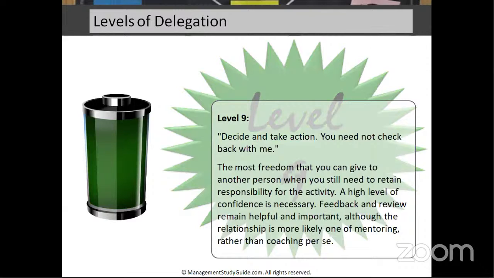Level 9, decide and take action. You need not check back with me. This is the most freedom that you can give to another person when you still need to retain responsibility for the activity. A higher level of confidence is necessary. Feedback and review remain helpful and important, although the relationship is more likely one of mentoring rather than coaching per se.